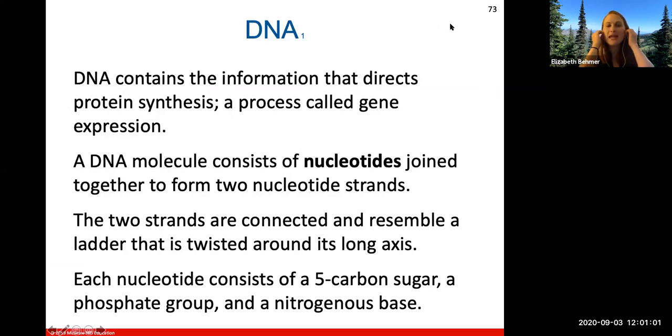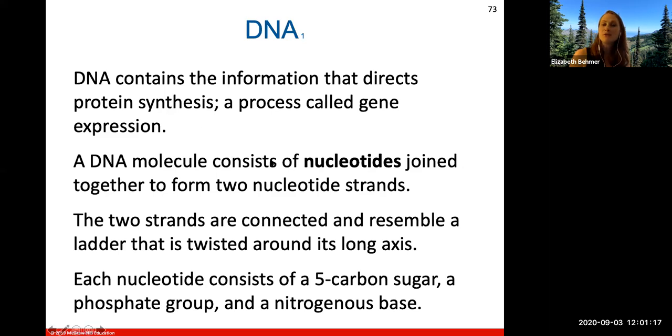All right, so DNA contains all the information that directs protein synthesis. And creating proteins from DNA, we call that gene expression because the genetic material in DNA will be expressed in the form of a protein that it makes.